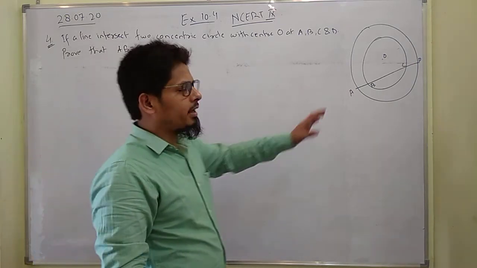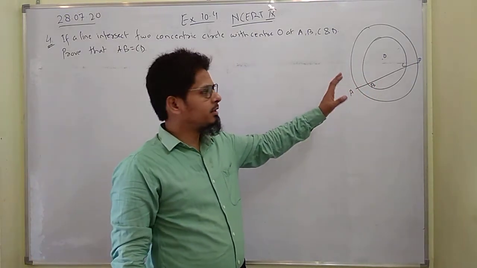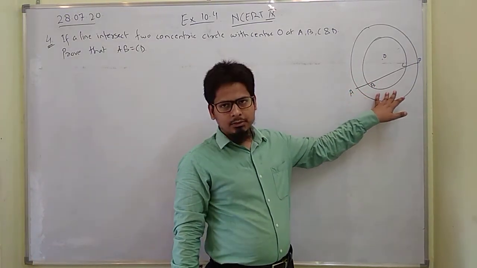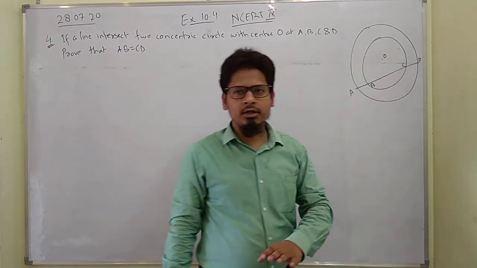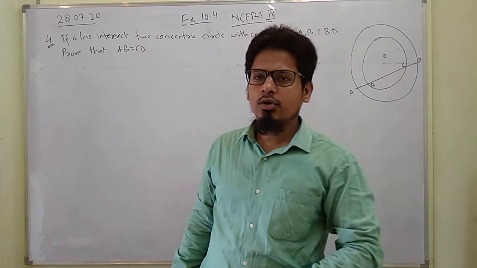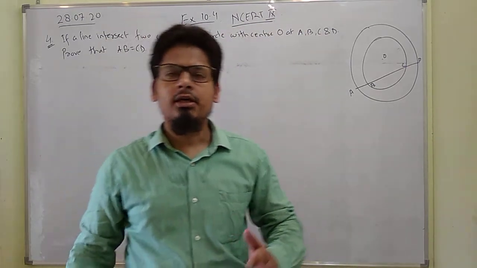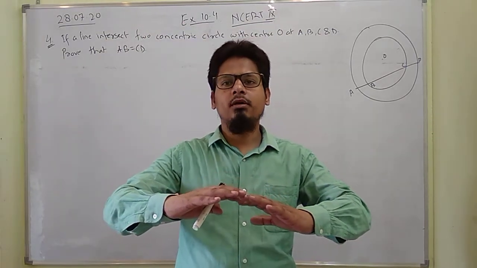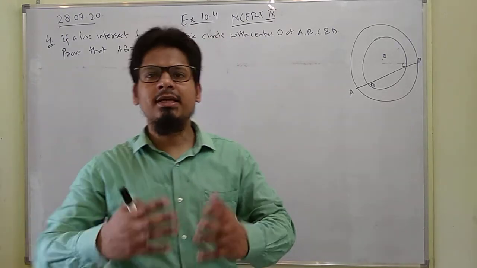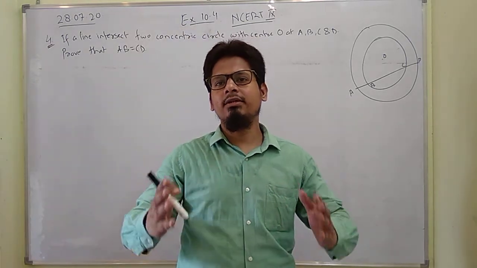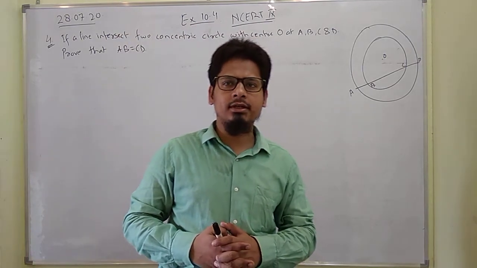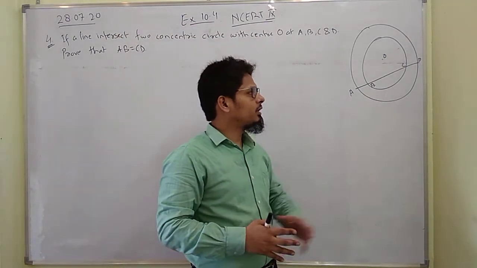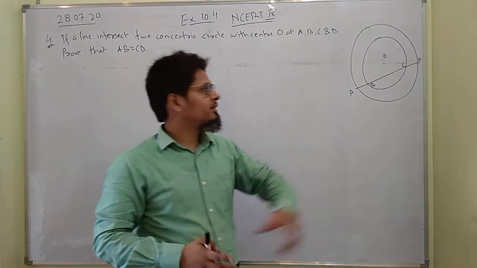As we know, whoever has seen my video knew about this question. These are two concentric circles. And what are concentric circles? Concentric circles are circles with the same center. When the centers are the same, they are called concentric circles. So these two are concentric circles with center O.